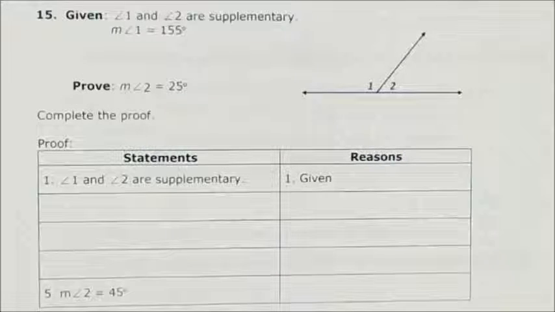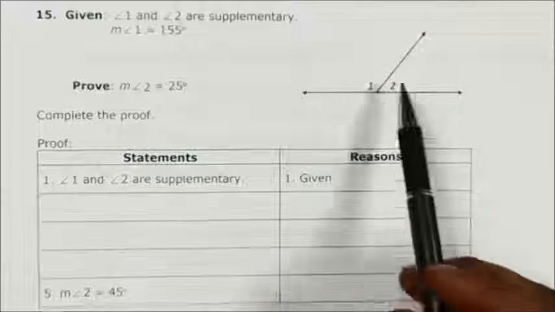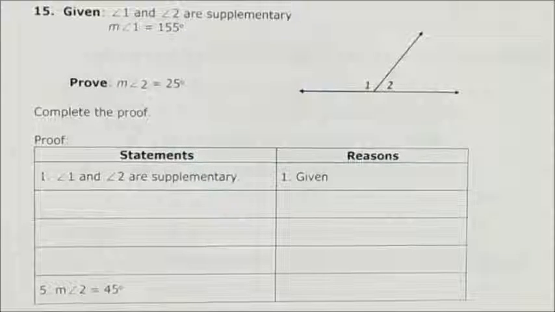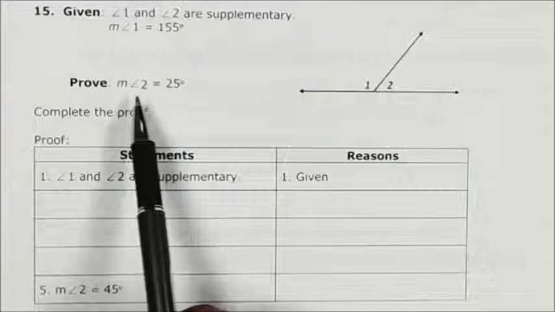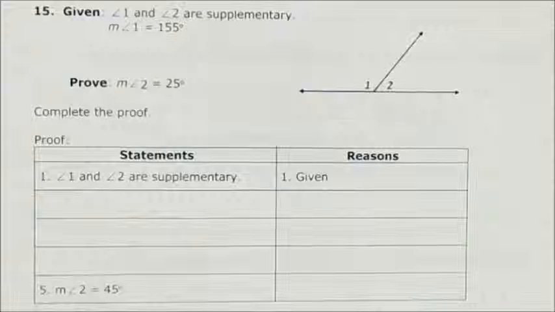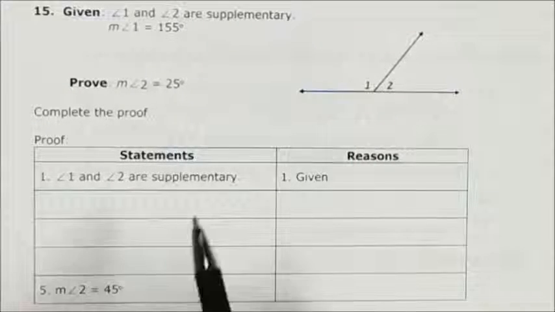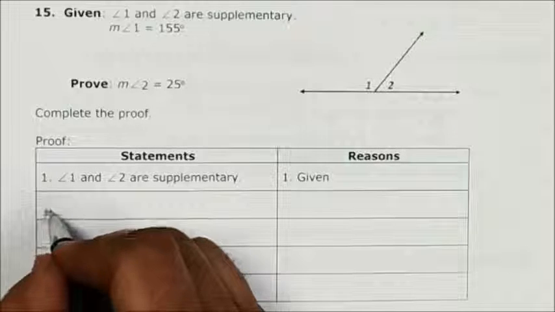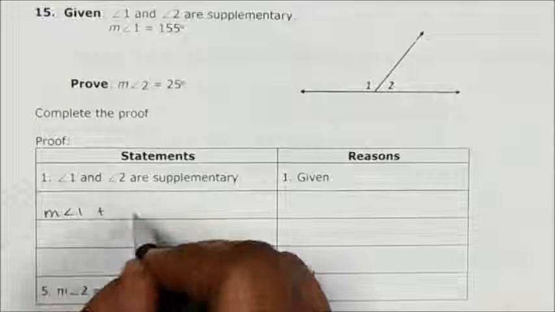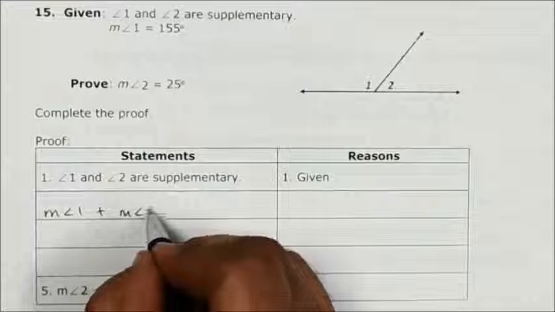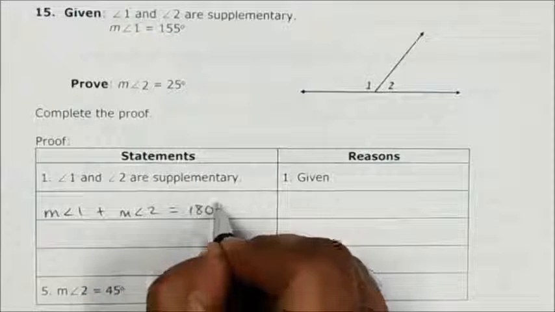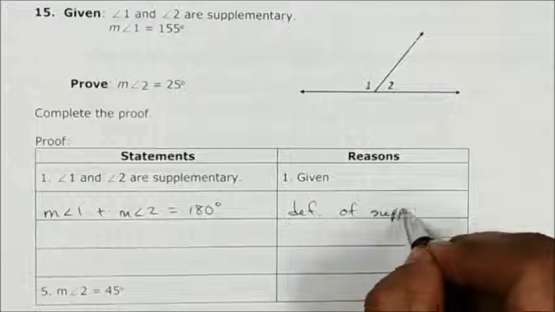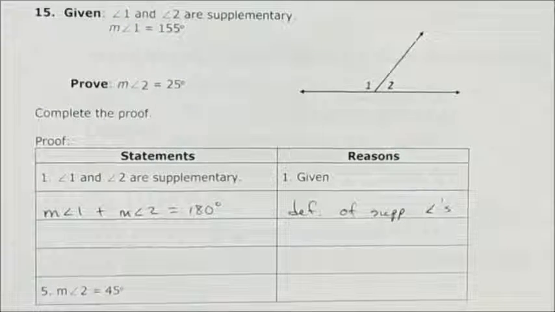All right, number 15 is another proof. This time I got two angles, and I'm told that those two angles are supplementary, and we want to show that the measure of angle 2 is actually 25 degrees. Okay, so first thing I want to do is, since I know that they're supplementary, that means I want to interpret that to say the measure of angle 1 plus the measure of angle 2 is equal to 180 degrees. And my reason for that is definition of supplementary angles. That's how we define that.